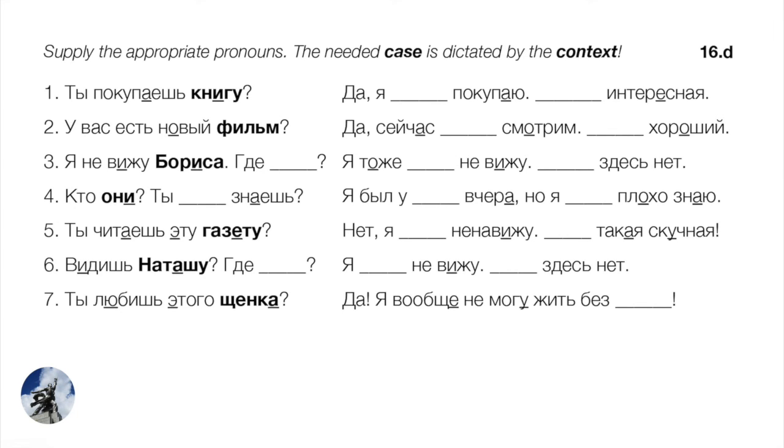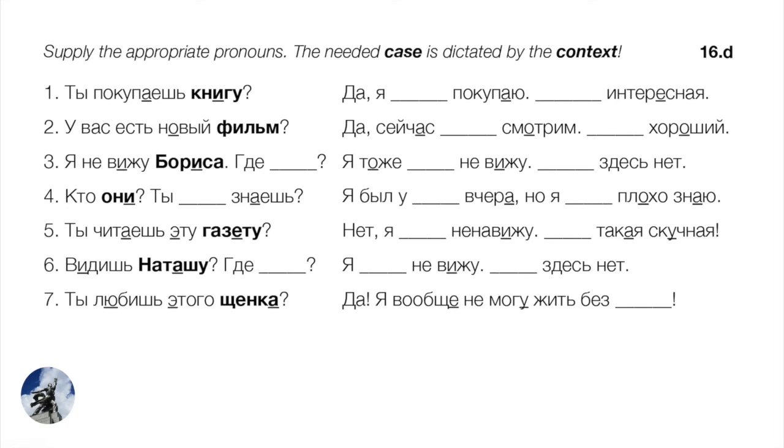Number seven. Ты любишь этого щенка? Do you love this puppy? Well, who couldn't love that adorable puppy? Да. Generally speaking, I can't live without it, right? I can't even live without it. Я вообще не могу жить без.